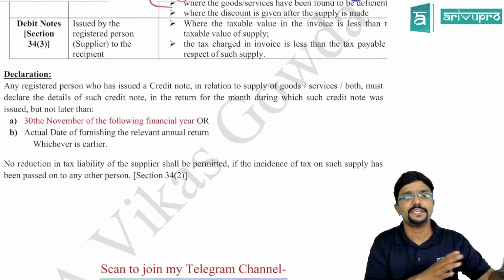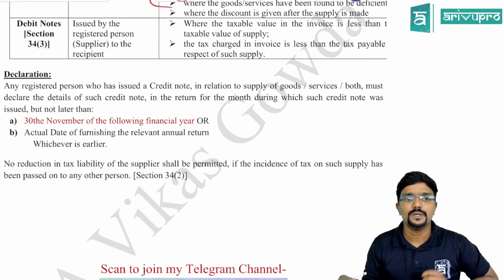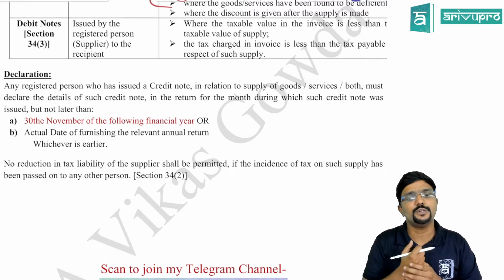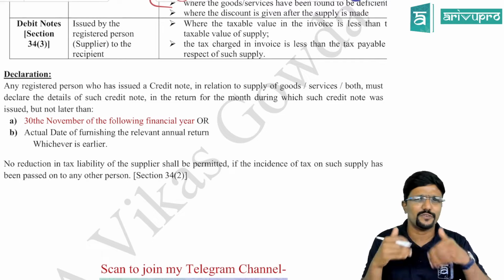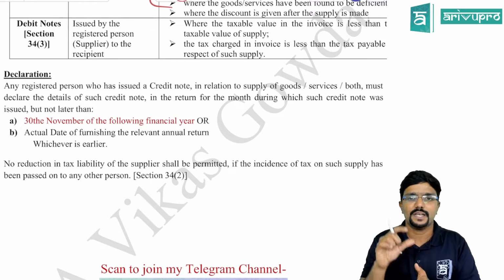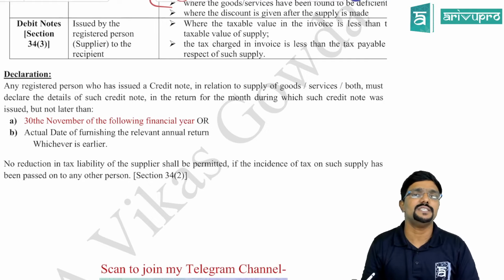What is it? Declaration. Any registered person who has issued a credit note in relation to supply of goods or services or both must declare the details of such credit note in the return for the month during which such credit note was issued. So first they are telling, in whichever month you issue the credit note, give the details in that month's return. In that month, whatever GSTR 1 you file, give the details in that month's GSTR 1.